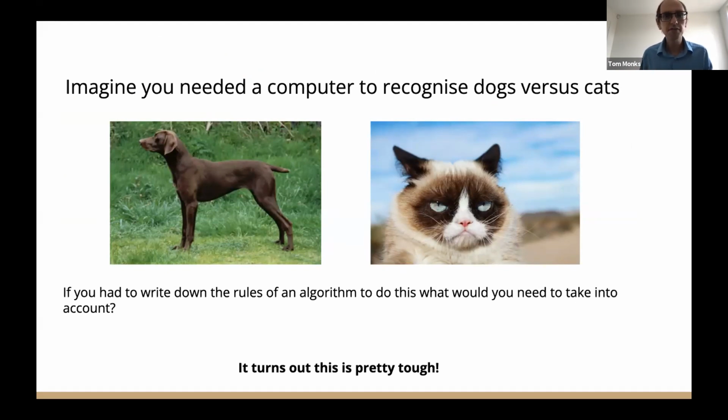But what about if the image is upside down, or if the dog is sitting down, or if it's just a picture of a grumpy cat's face? So it turns out that writing this list of instructions is extremely difficult to do. It may be possible to get something down, but actually any algorithm you produce like this won't be very accurate.